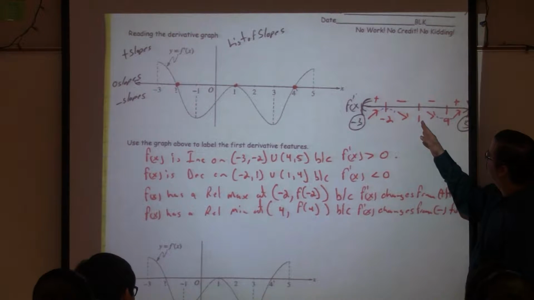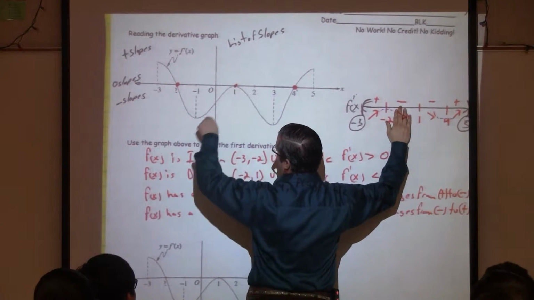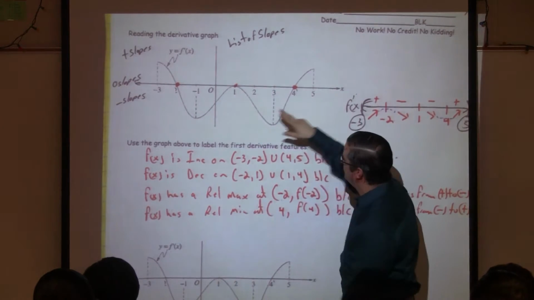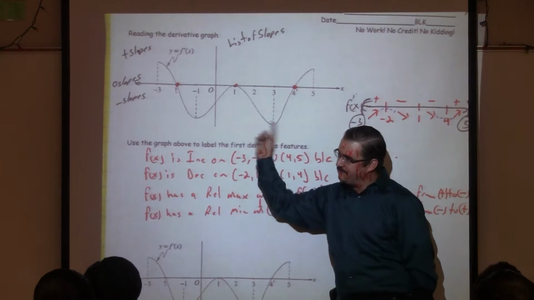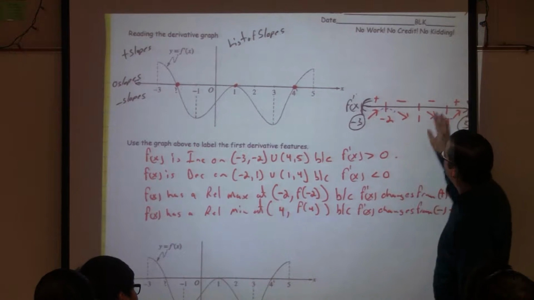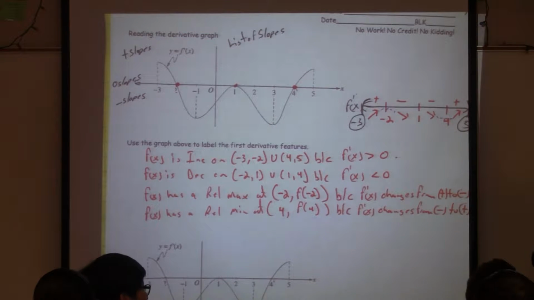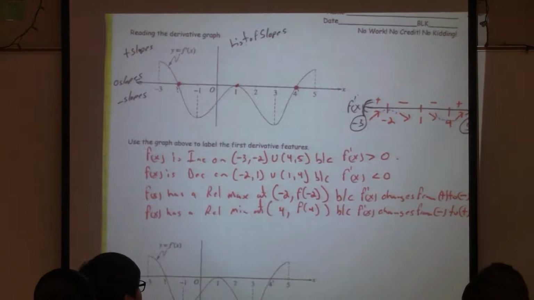So between -2 and 1, what was the value? It was negative, right? We're below the x-axis. Okay, how about between 1 and 4? Those are all negative numbers, right? Okay, how about between 4 and 5? Positive, right? So we label it, and then that makes it really easy for me to answer all of these or make all of these statements underneath.